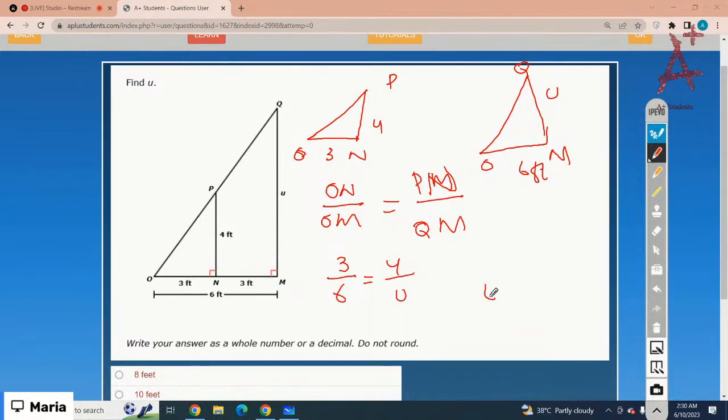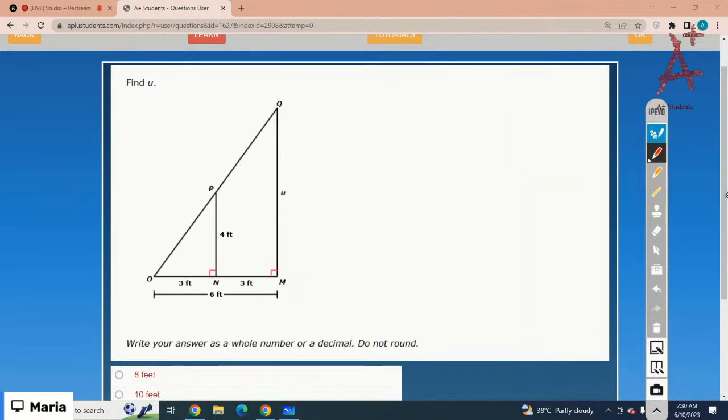It would be 6 times 4, move 6 to the other side, and 3 times U. U equals 6 times 4 over 3. So 6 times 4 is 24, and 24 over 3 is 8, since 3 times 8 is 24. So that means the missing side length is 8. Got it? It would be 8 feet.